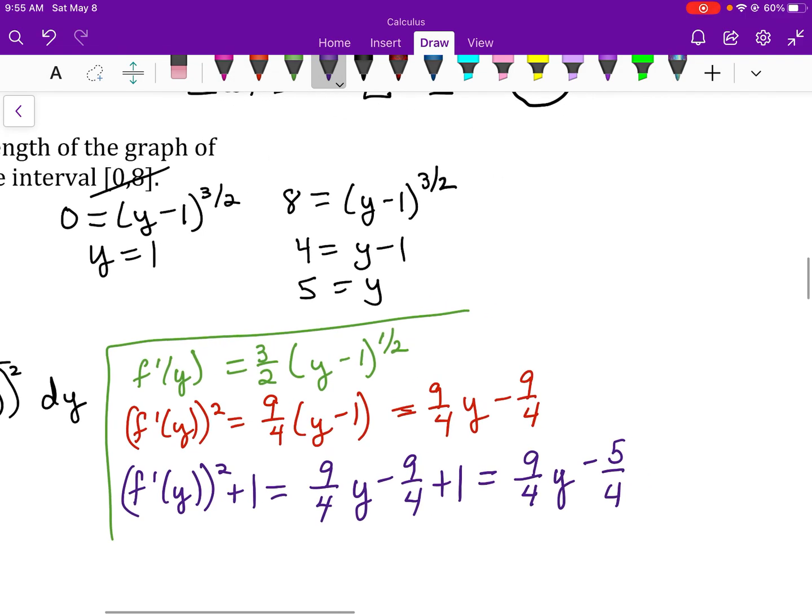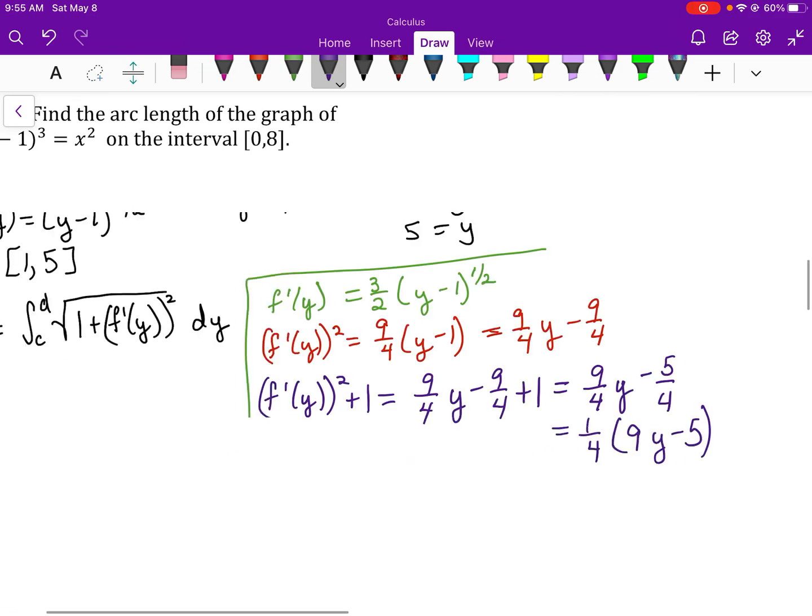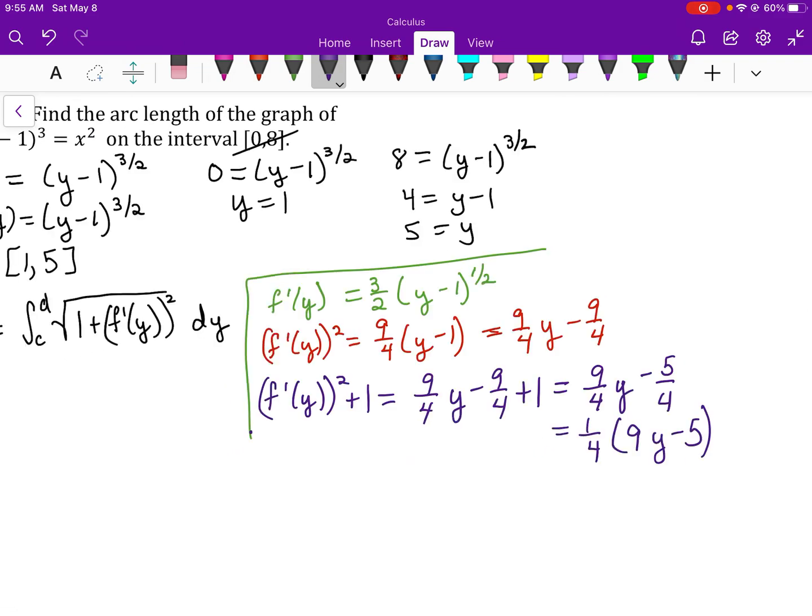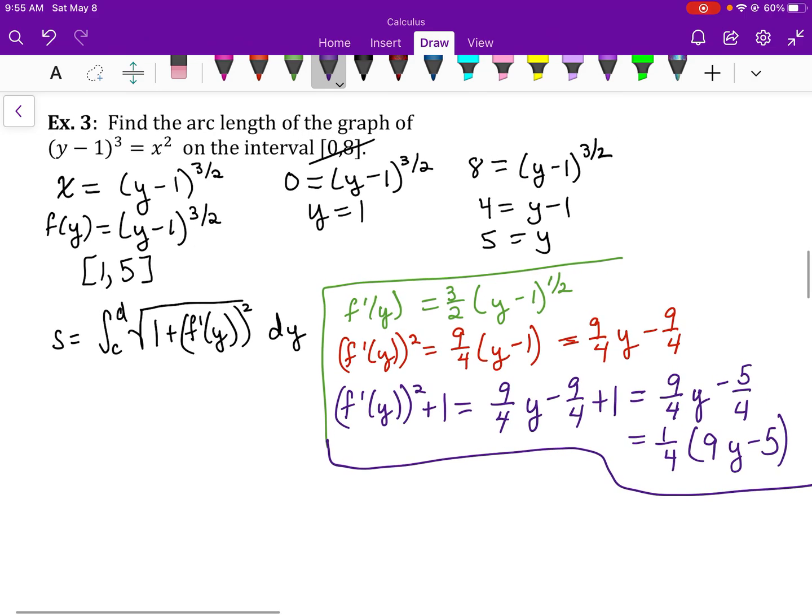Now, I'm going to go ahead and factor out a 1/4. Taking the square root of that would be nice because I can take the square root of 1/4 and that kind of cleans it up just a little bit. That piece right here is what's going to go under the radical right here.